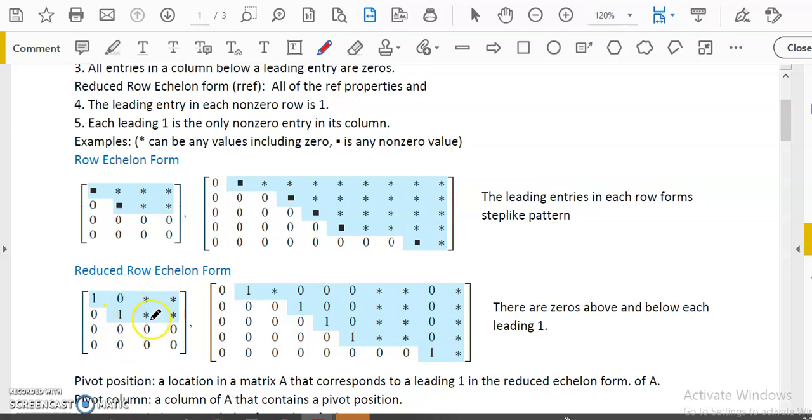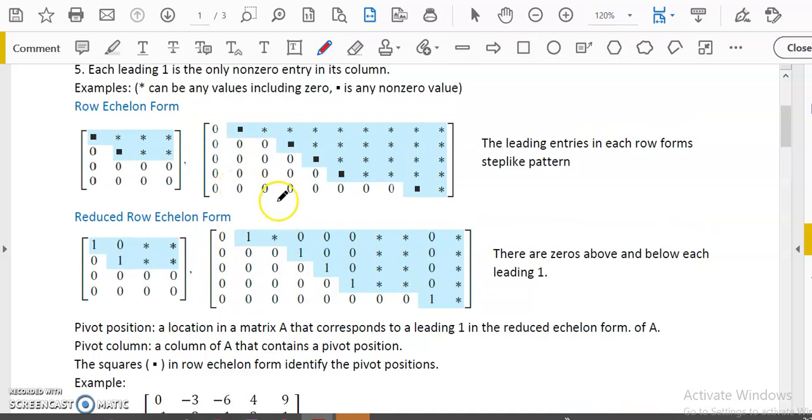Now, if it is not a non-zero entry row, then you don't have to have zeros. Like on this one, the first non-zero entry is here, so you don't have to have any zeros above it. So both of these are reduced row echelon form, RREF.